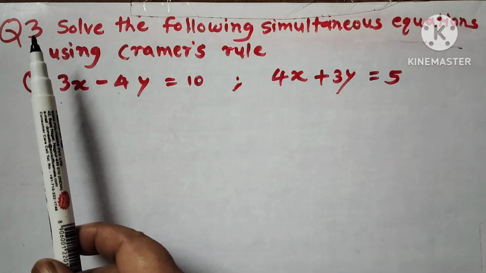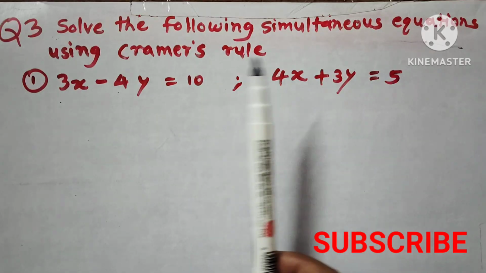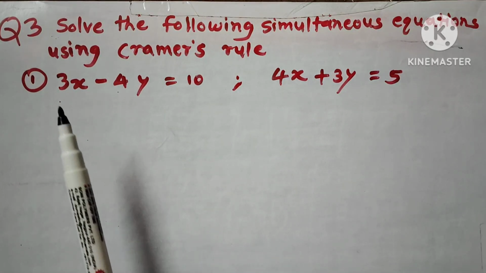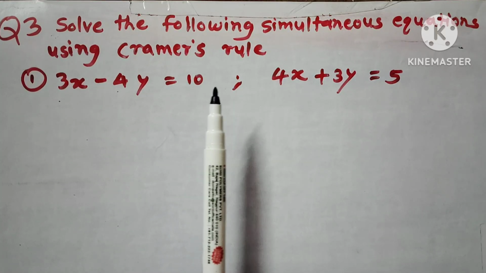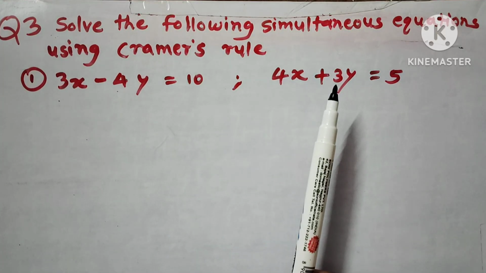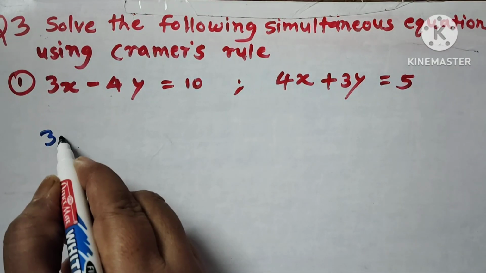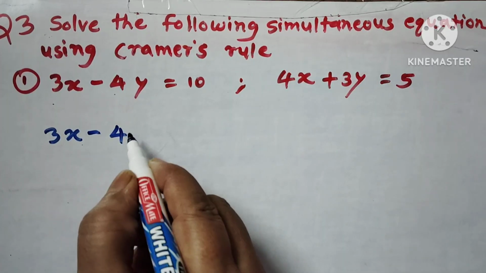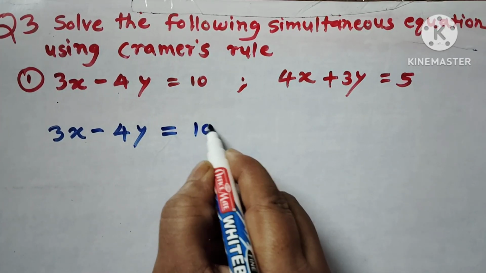Question number 3. Solve the following simultaneous equations using Cramer's rule. 3x minus 4y is equal to 10. 4x plus 3y is equal to 5. 3x minus 4y is equal to 10.